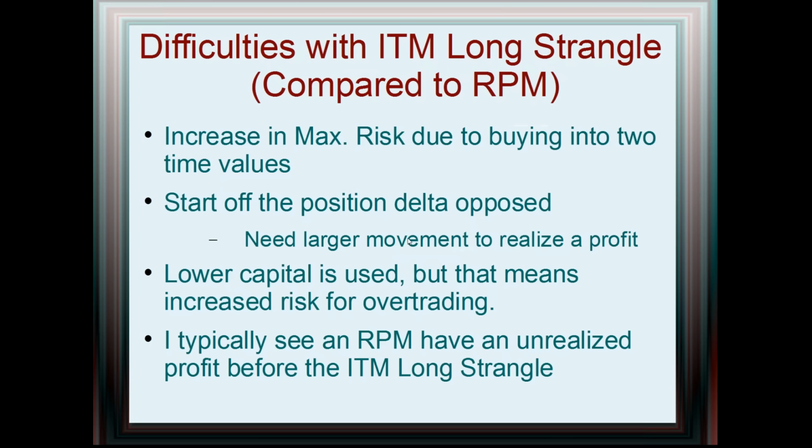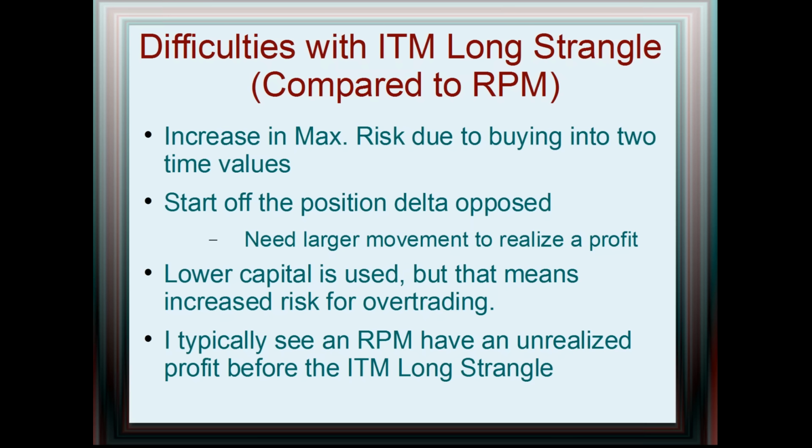The reason why those break-evens are so extended is because you're starting off the in-the-money long strangle delta opposed, not delta neutral, you're delta opposed. If the stock gains 1 point, as we saw before, we're going to lose 65, 66 cents on the put. We're only going to gain probably 70 cents on the call. All right, so we're not really getting ahead. We have a gain of 5 cents.